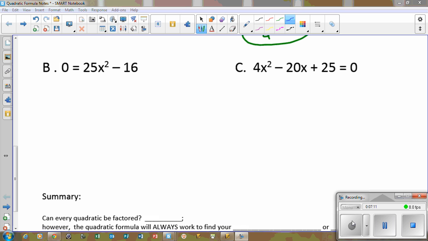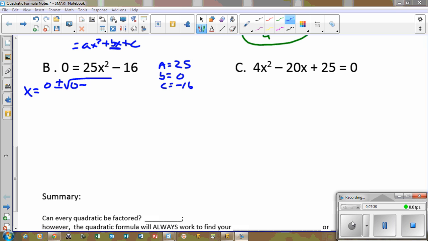So when you really think about this as ax squared plus bx plus c, there's no middle term here. Our a was 25, because that's on the x squared. Our b is 0, and our c is negative 16. So when you plug that into the formula, opposite of b, the 0, there's no opposite of 0, it's just 0. And you get 0 minus 4 times 25 times negative 16.